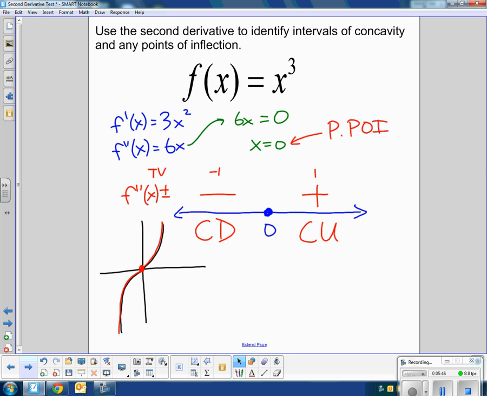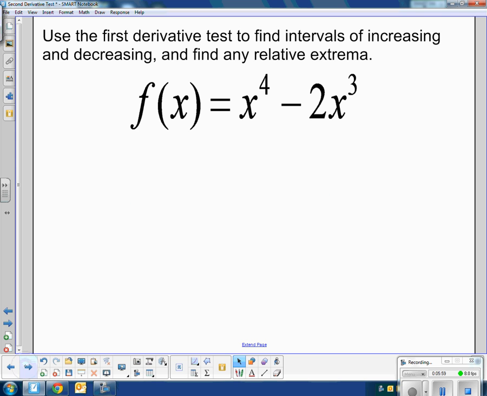So since what's around 0 did change from concave down to concave up, we would be able to describe that point, when x equals 0, as a point of inflection. No more possible points of inflection. Let's take a look at one more.